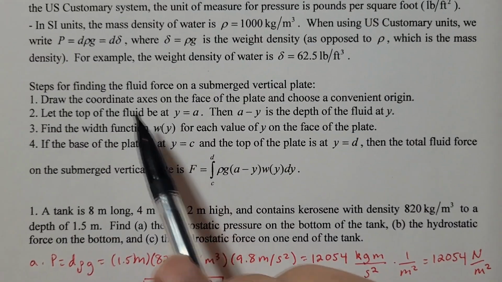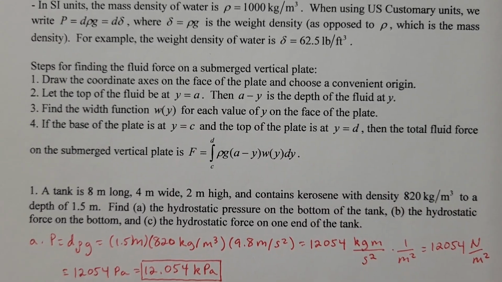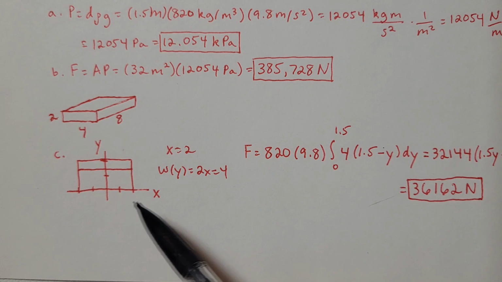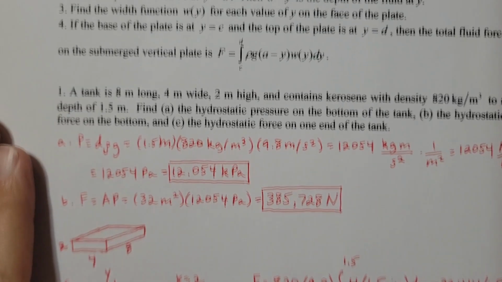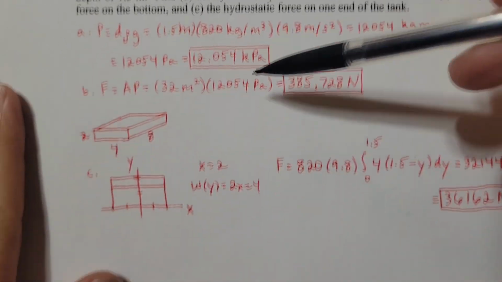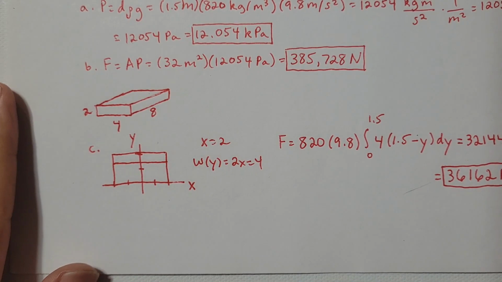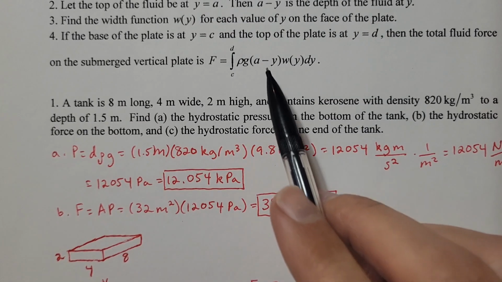I'm using this list of steps here. So I'm drawing a coordinate axes and choosing a convenient origin. We got this right at the center, and the bottom of the tank is sitting on the x-axis. The top of the fluid is at 1.5 meters. Then I'm going to have to get the width function that's going to go inside the integral. So again, here is the integral that I'm going to be using.